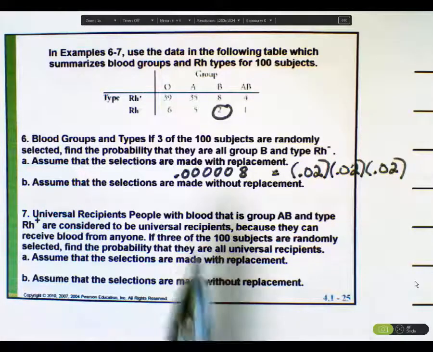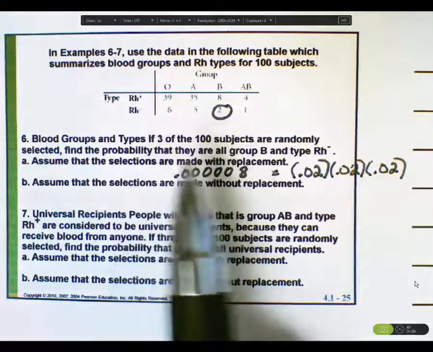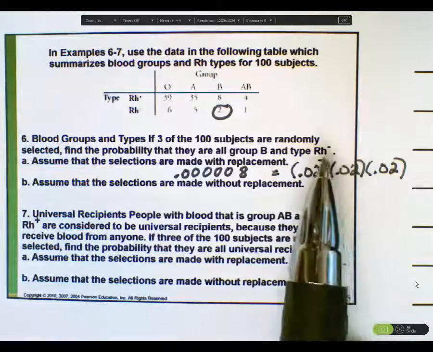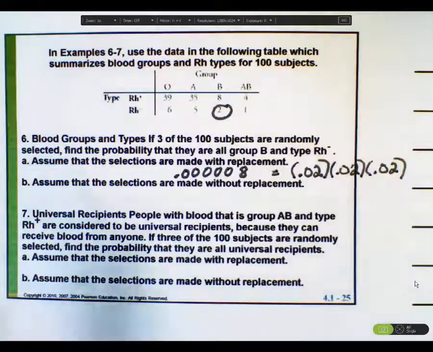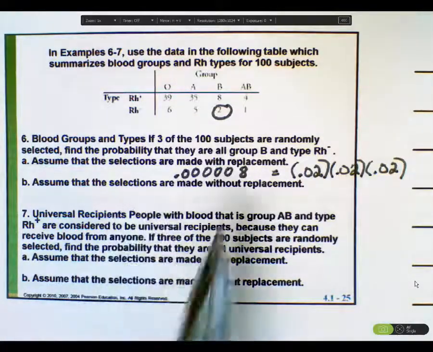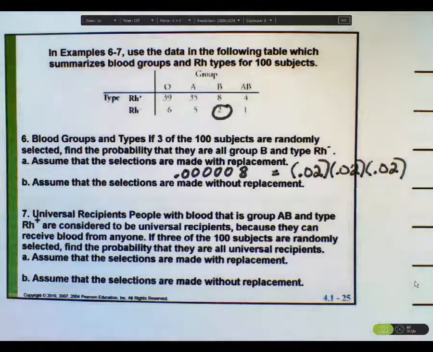It's a very low probability that you're going to get all 3 people being group B and type Rh negative. That's with replacement. What about without replacement? What's the probability that all 3 are going to be group B and type Rh negative?